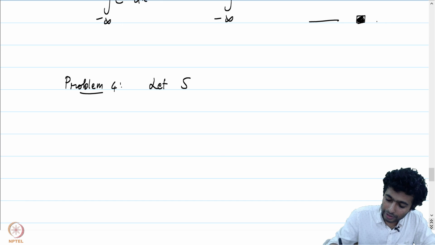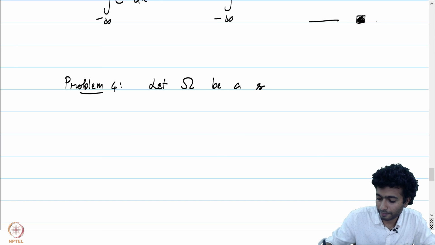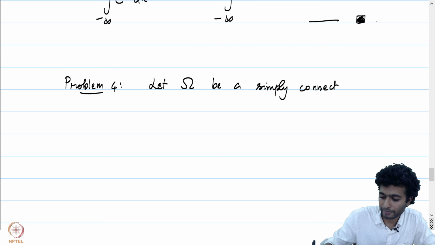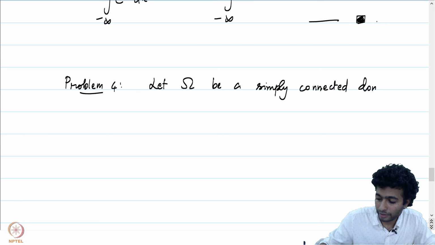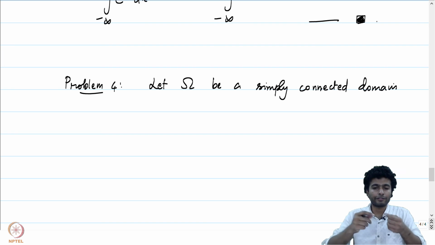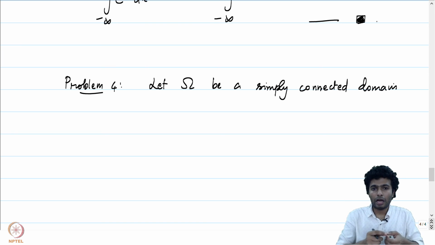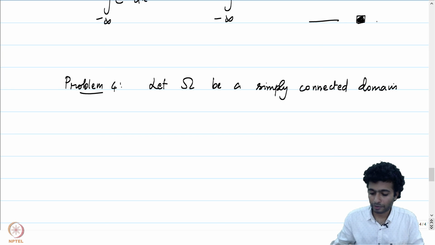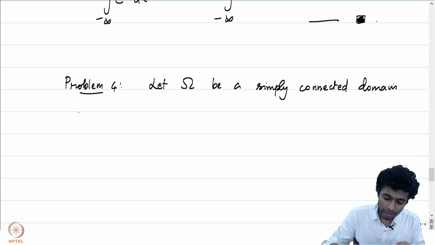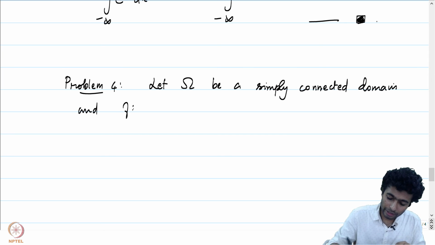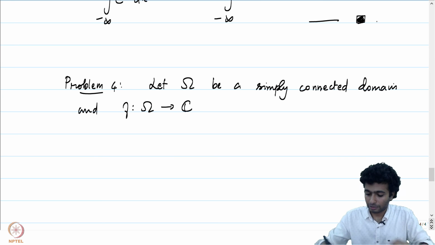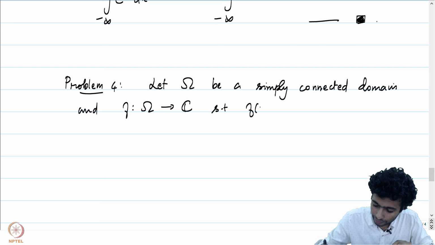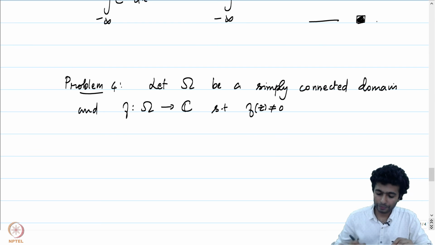Let omega be a simply connected domain. Recall that a domain is simply connected if every closed curve at a point z0 is null homotopic to the constant curve at z0. Suppose omega is a simply connected domain and f is a holomorphic map on omega into C minus 0, such that f of z is not equal to 0.